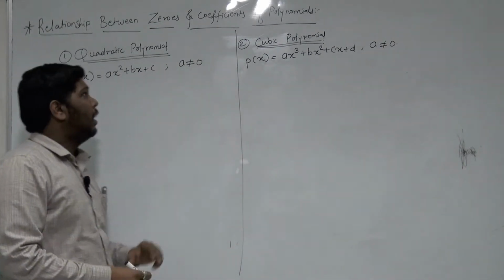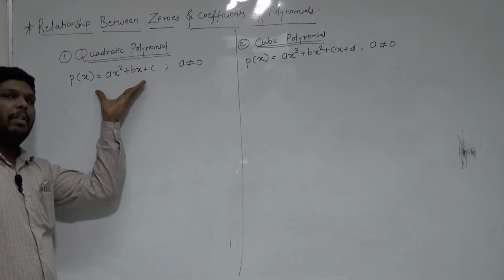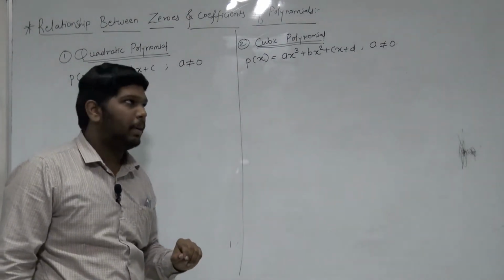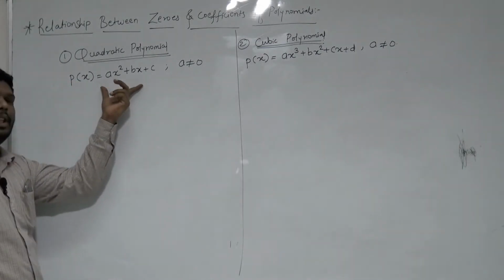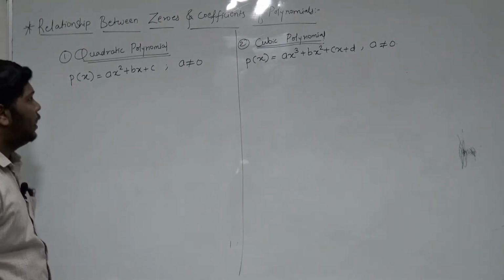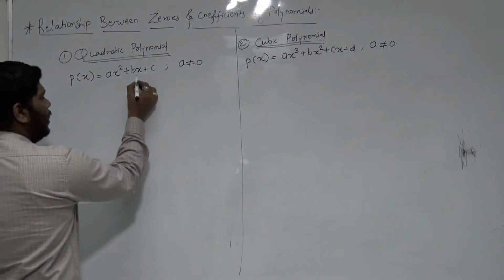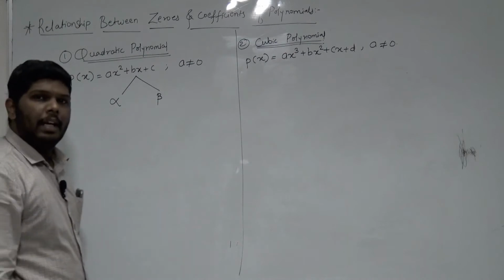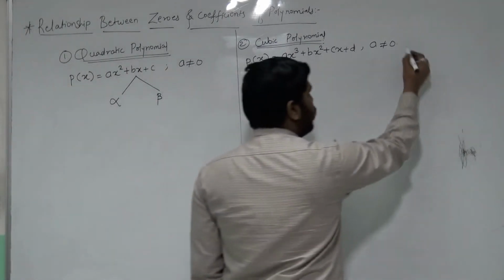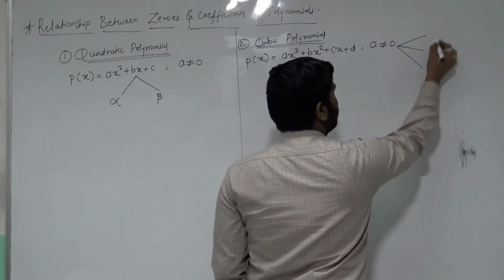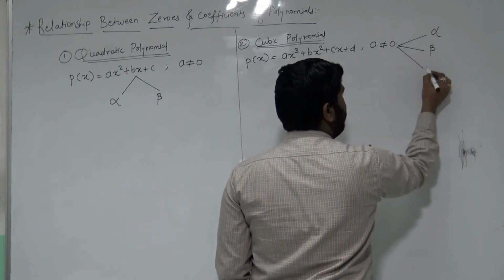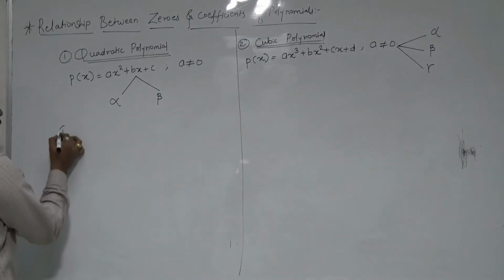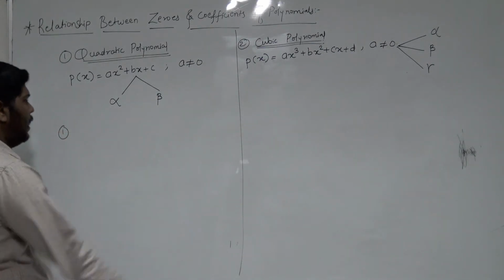Now the second point, how many zeros will this quadratic polynomial have? Obviously it will have two zeros. We have discussed the fundamental theorem of algebra, which says that the number of zeros should be equal to the degree of the polynomial. So let us say this polynomial has two zeros, one is alpha and the second one is beta. Similarly, the cubic polynomial will have three zeros, one will be alpha, other will be beta, next will be gamma.